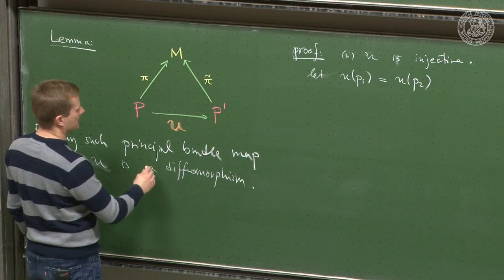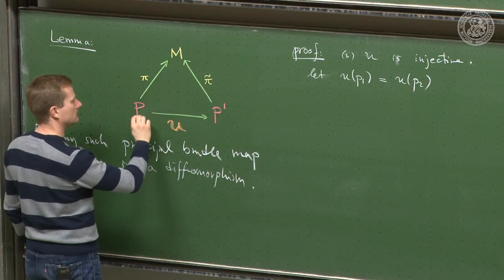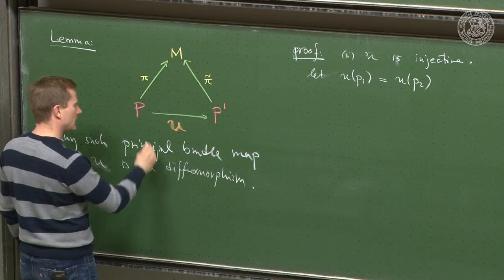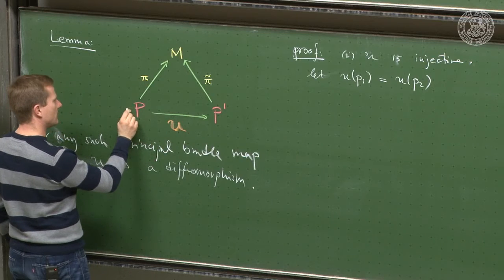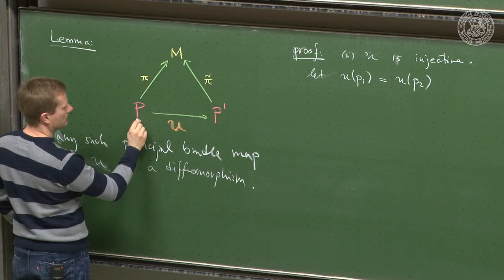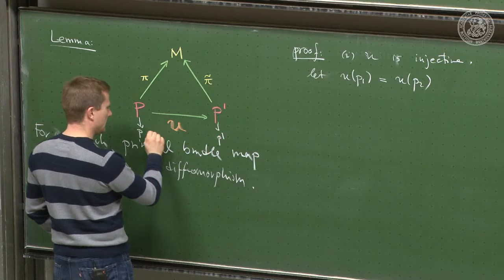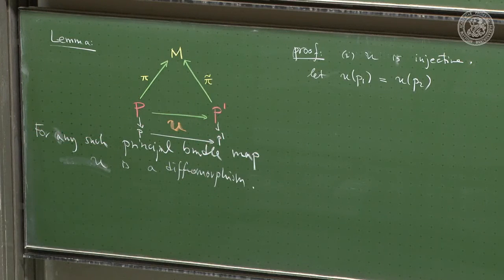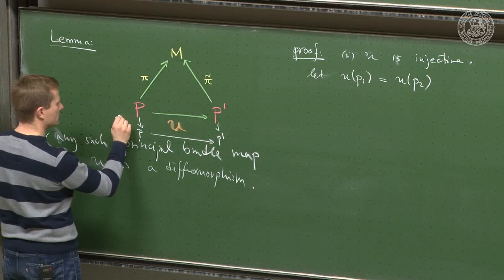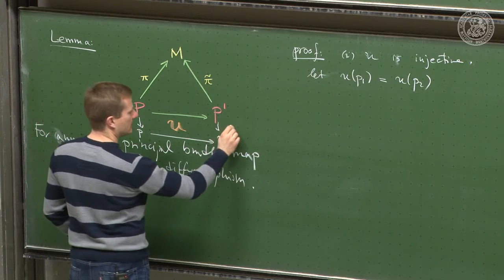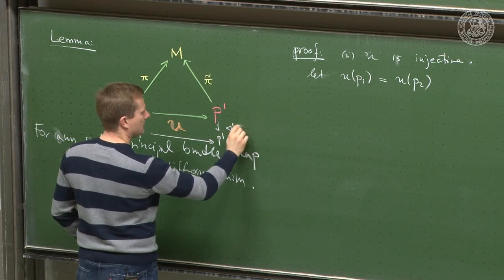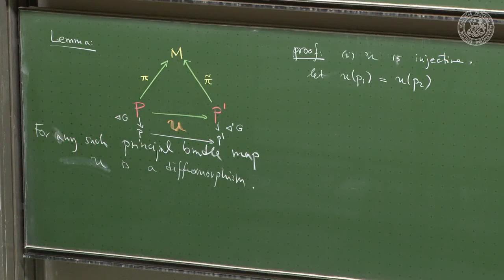Okay, the Christmas tree is a bit too small. So we go from here to P again, and from here to P prime, and then there's U acting a second time. We know that. And here we have the action of a group G. And let's say here we have another action, but of the same group G. The generalization is immediate. So these are two principal bundles for the same group, say.